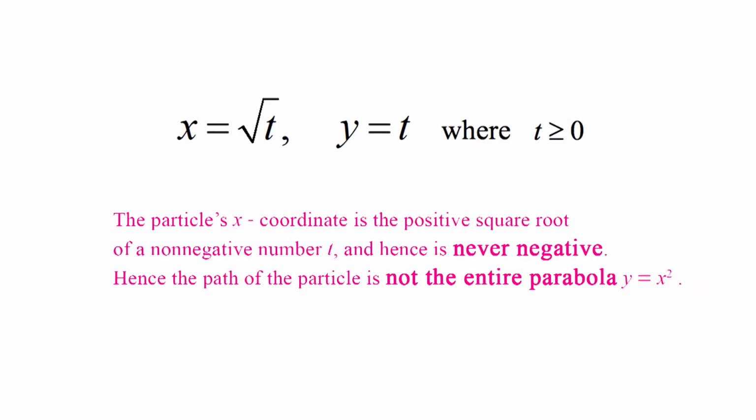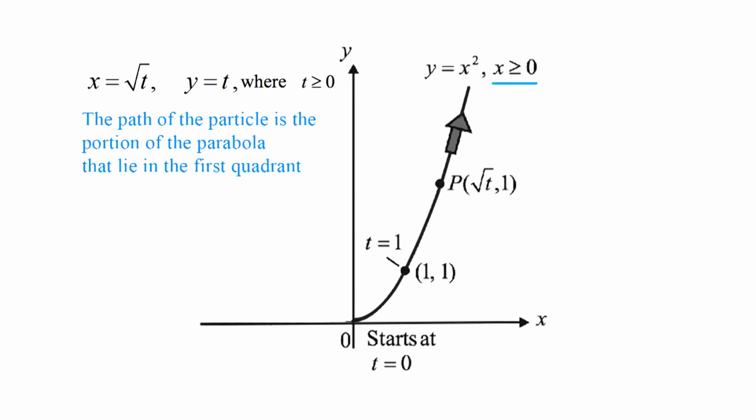But from the parametric equations x is equal to square root of t and y is equal to t, it follows that the particle's x coordinate is the positive square root of a non-negative number t, and hence is never negative. Hence, the path of the particle is not the entire parabola y is equal to x square. The path of the particle is the portion of the parabola that lies in the first quadrant.